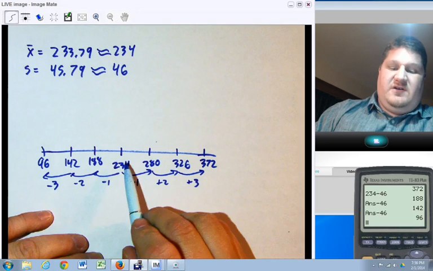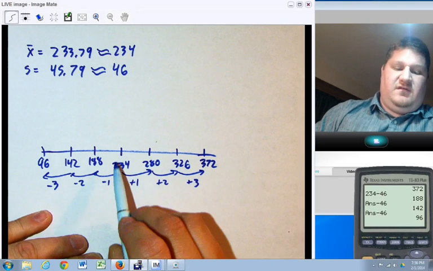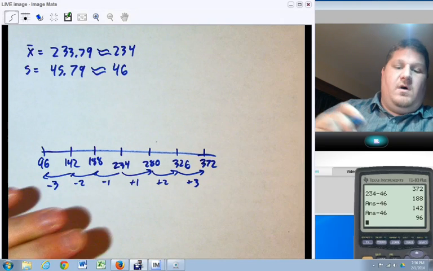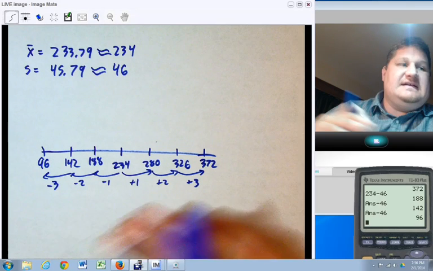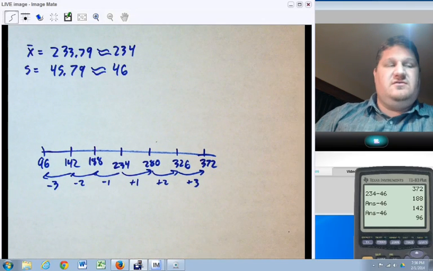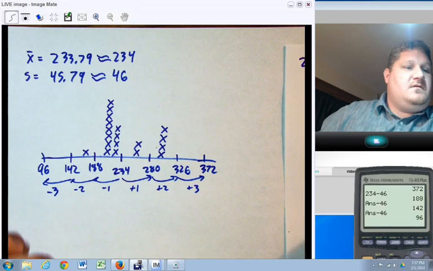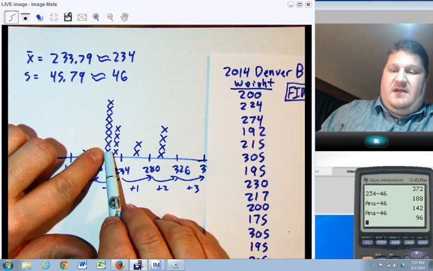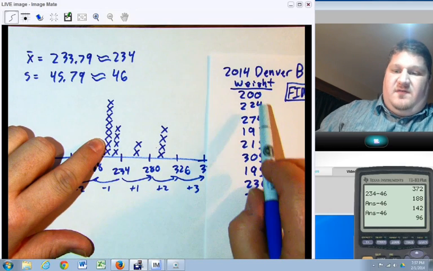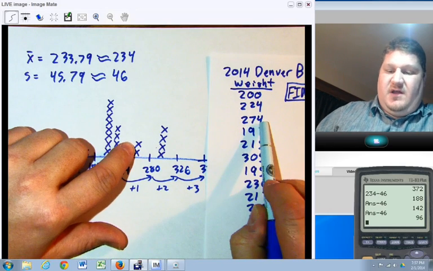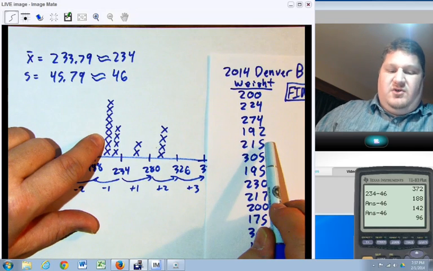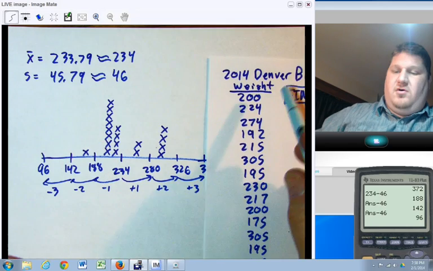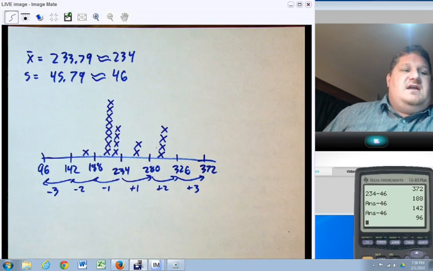Taken our average, add 46, add 46, add 46, minus 46, minus 46, minus 46, and now what remains is to put our list of guys on this chart. So I'll do that now. By simply going through and saying 200, he would go in this pot. 224, he'd go in this pot again. 274, this pot. 192, this pot. 215, this pot. 305, that pot. 195, etc. All the way down the list. Here's what I come up with.